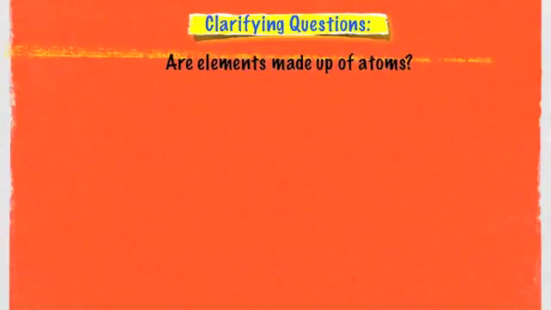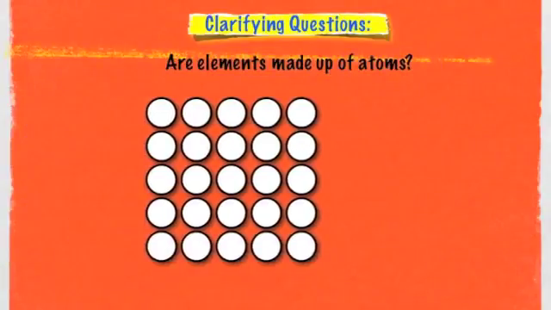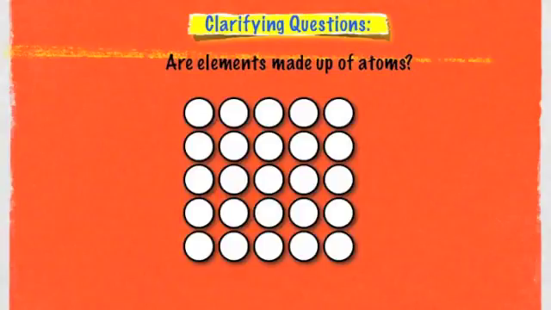So here are a few questions that will help clarify the similarities and differences between atoms and elements. The first question is, are elements made up of atoms? Well, here are the elements that we just saw in the last slide. Is this element made up of atoms? Well, obviously yes, because there's the atom. So yes, elements are made up of atoms.